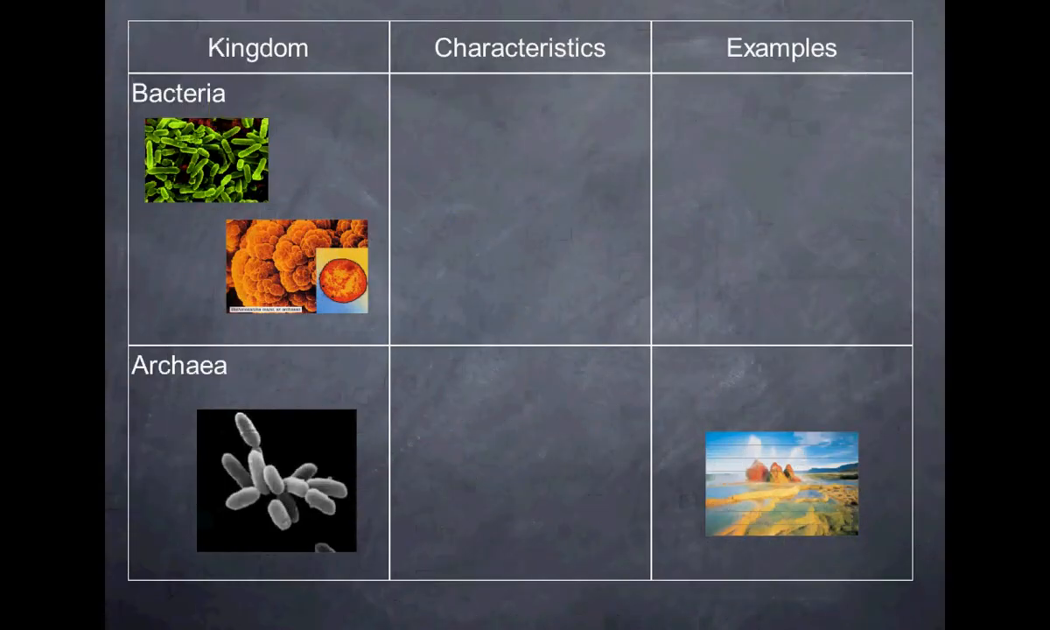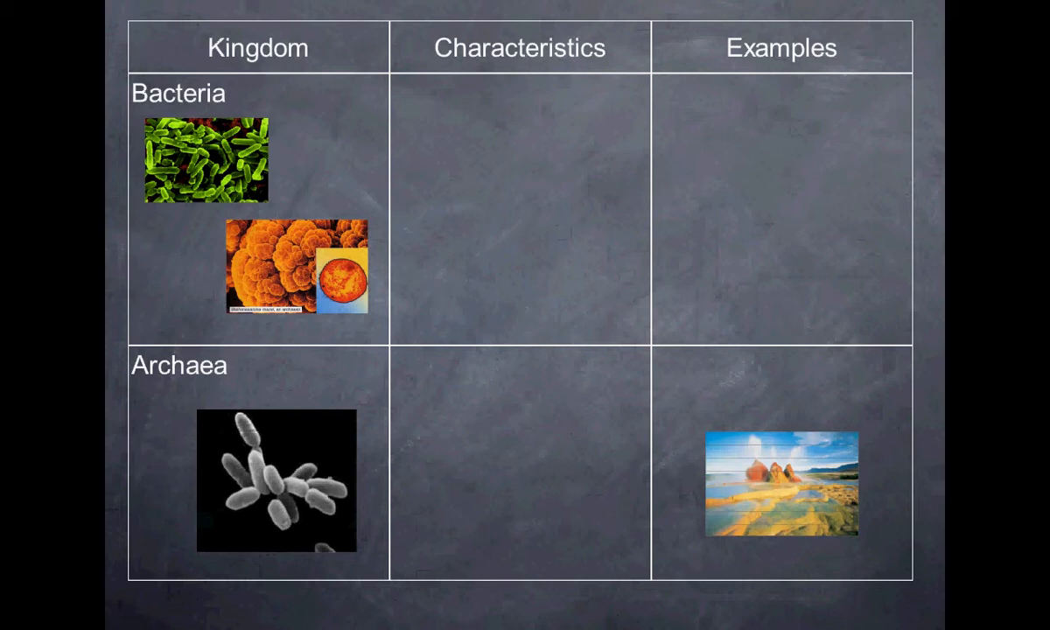All right, so just as a reminder, we were going over the six kingdoms. We talked about four out of the six: the animal kingdom, plant kingdom, protists, and fungi. And so we have two left to talk about, and they're probably the two you may be least familiar with, bacteria and archaea.